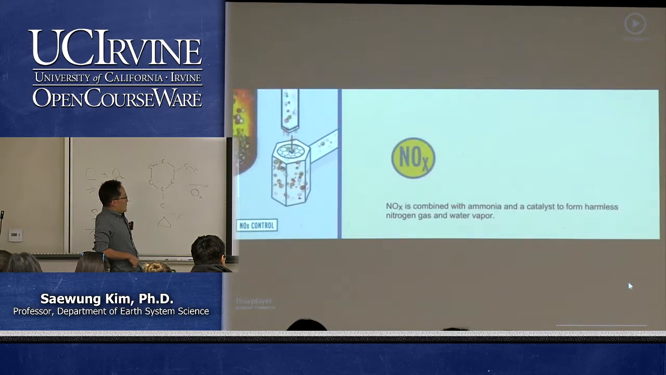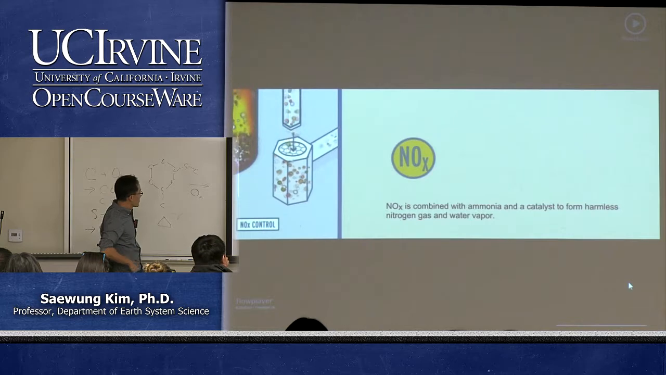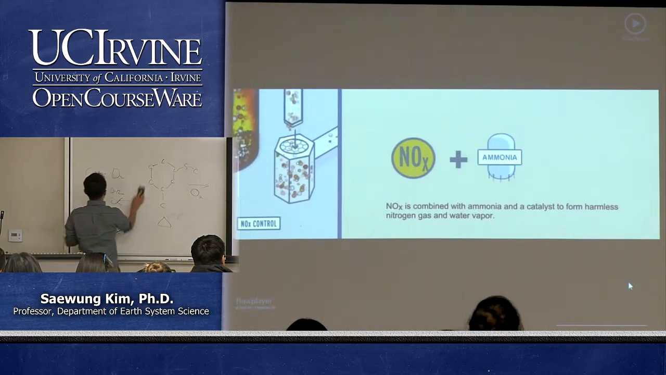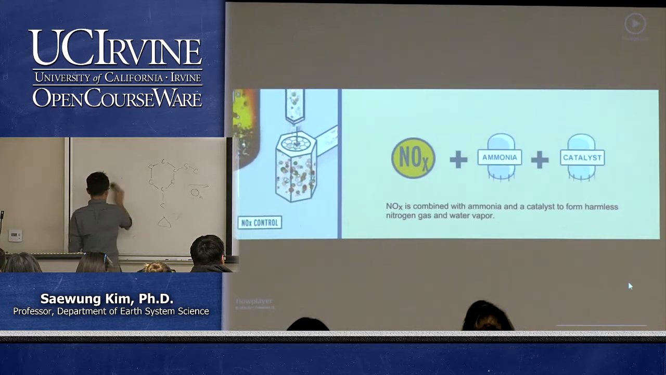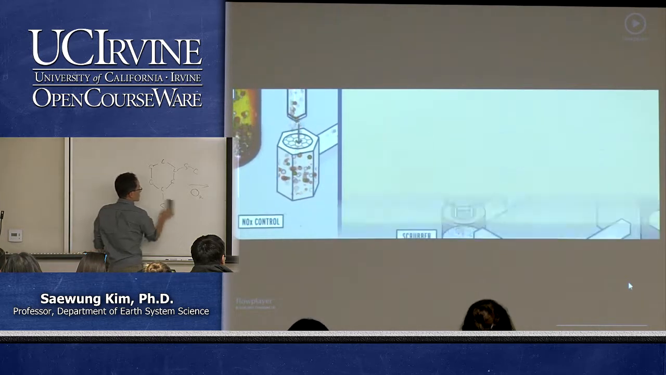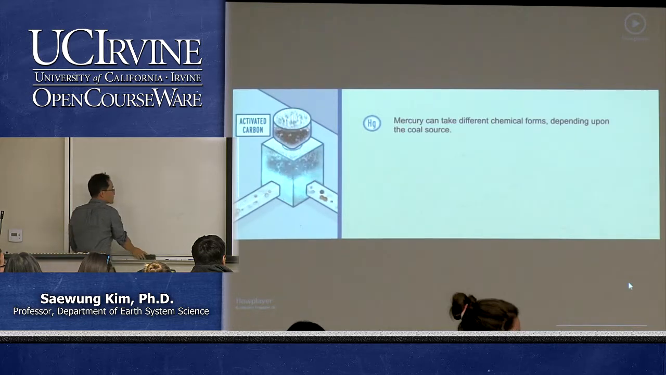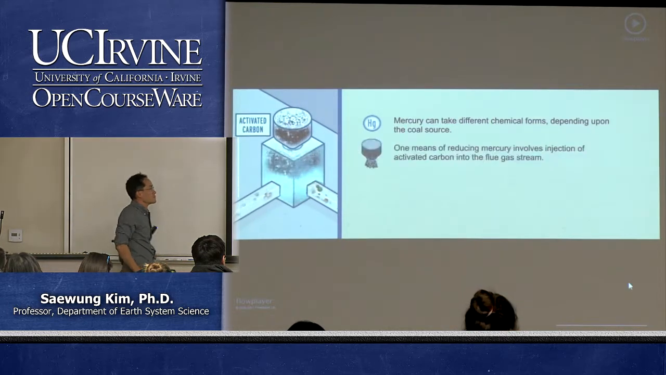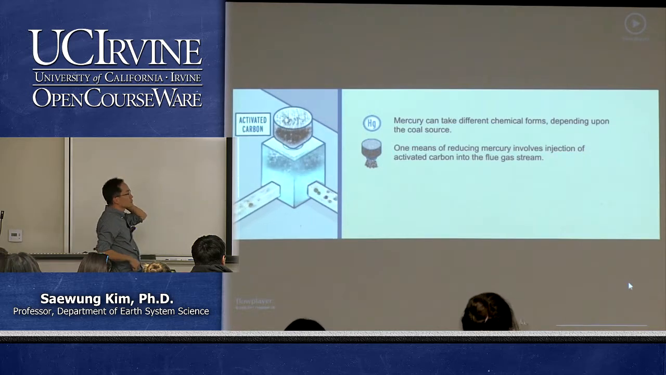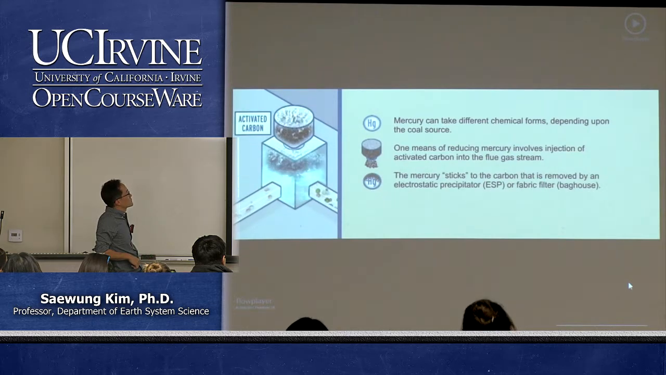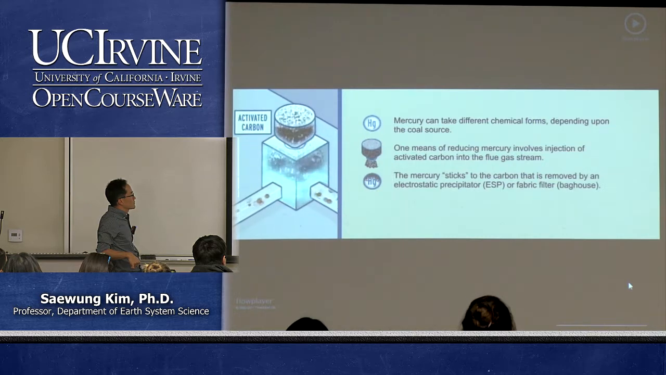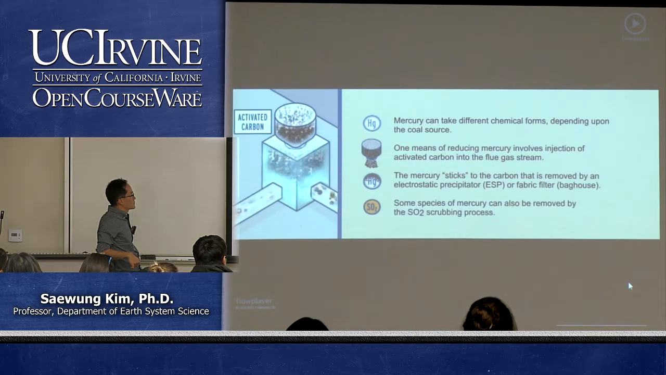Advanced control technology for oxides of nitrogen: oxides of nitrogen are combined with ammonia and a catalyst to form harmless nitrogen gas and water vapor. Advanced mercury control technology: mercury can take different chemical forms depending upon the coal source. One means of reducing mercury involves injection of activated carbon into the flue gas stream. The mercury sticks to the carbon, which is removed by an electrostatic precipitator or fabric filter. Some species of mercury can also be removed by the sulfur dioxide scrubbing process.